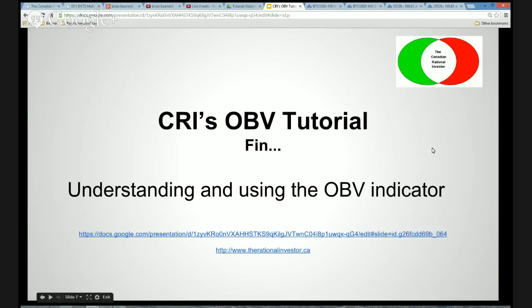All right, that brings us to the end of this OBV tutorial. It's a bit shorter than the others, but in essence, I think we've covered the concept fairly well. This has been about understanding and using the OBV indicator and looking at volume for confirmation.